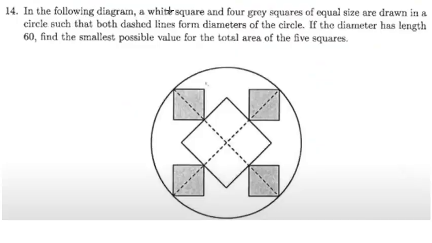In the following diagram, a white square here and 4 gray squares, these 4 of equal size, are drawn in a circle such that both dashed lines form diameters of the circle like this. If the diameter has length 60, find the smallest possible value of the total area of the 5 squares. So let's solve.